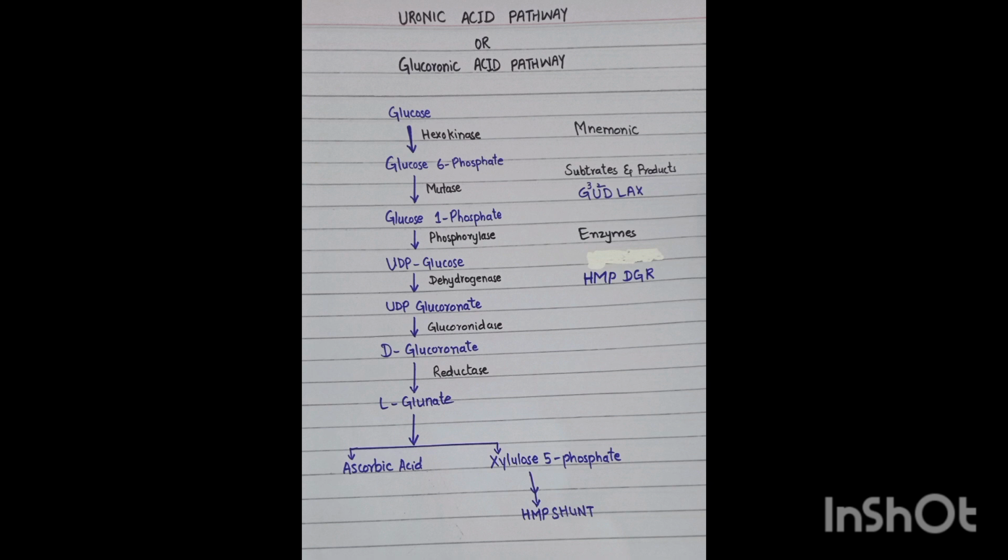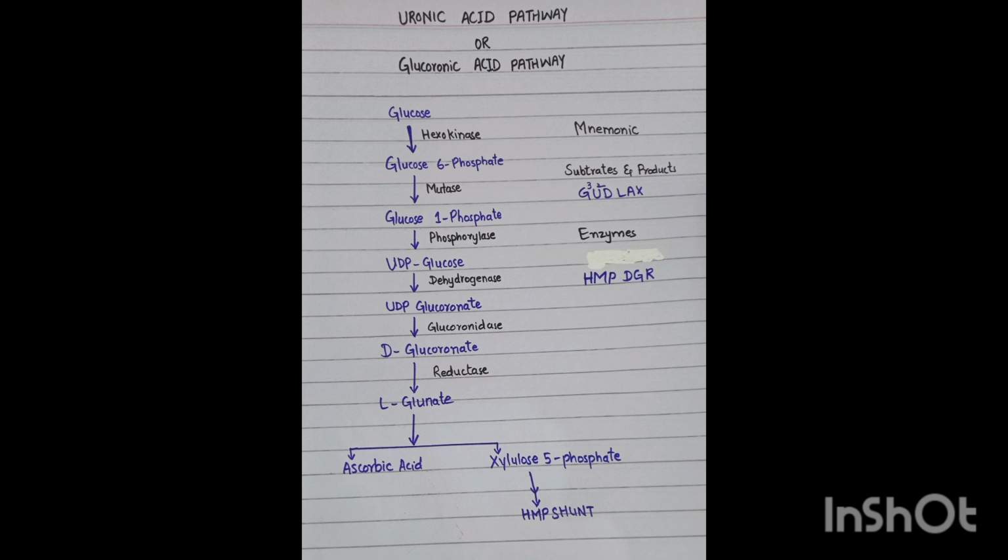glucuronate. UDP glucuronate is acted upon by glucuronidase to form D-glucuronate, which is further acted upon by reductase to form L-gulonate. L-gulonate breaks into ascorbic acid and xylulose 5-phosphate, which then enters the HMP shunt.